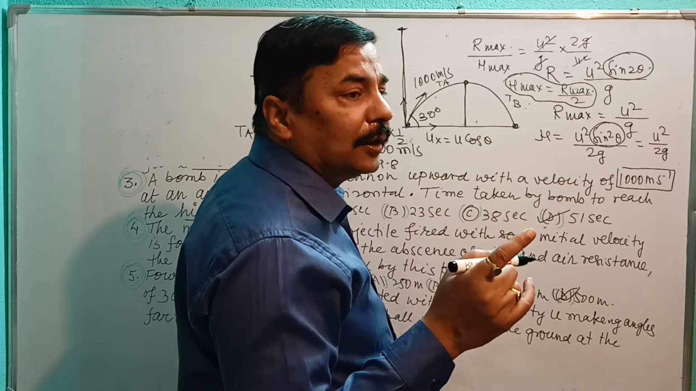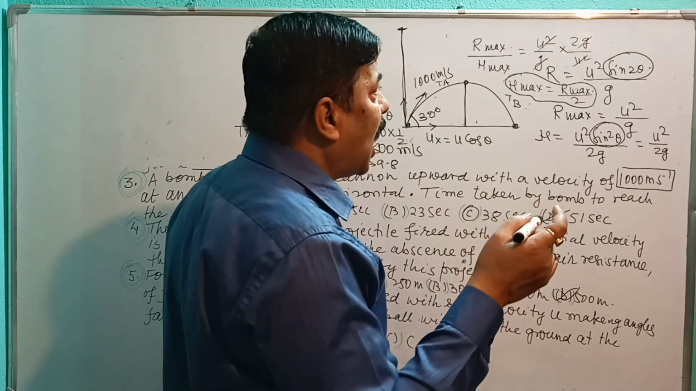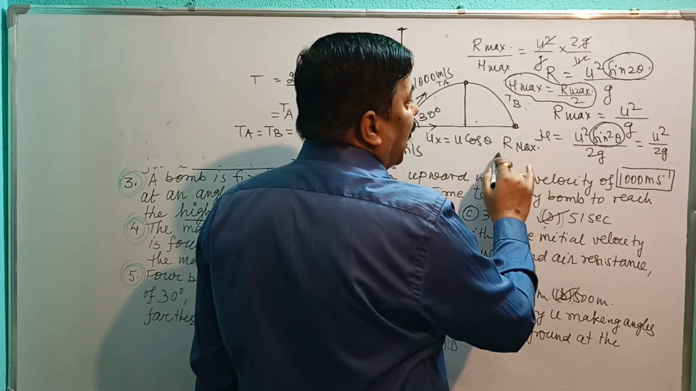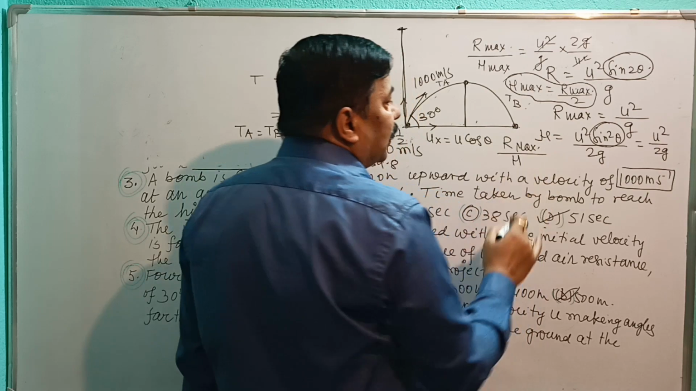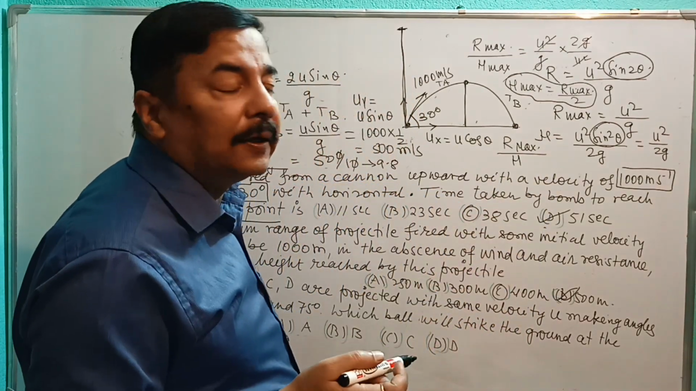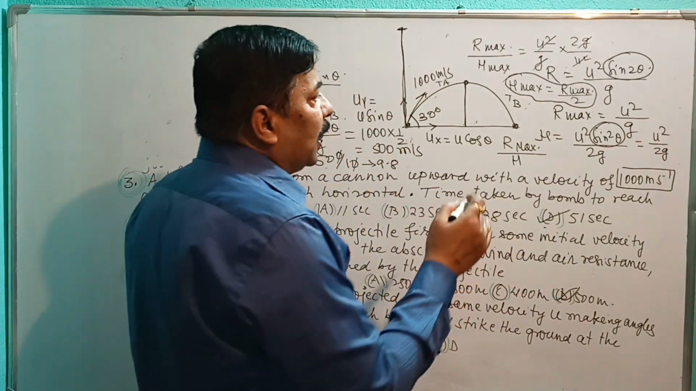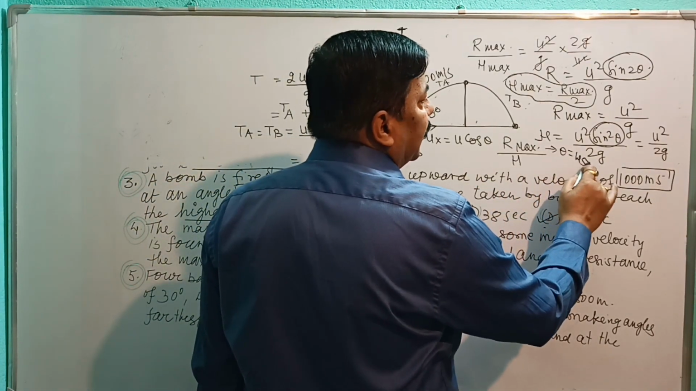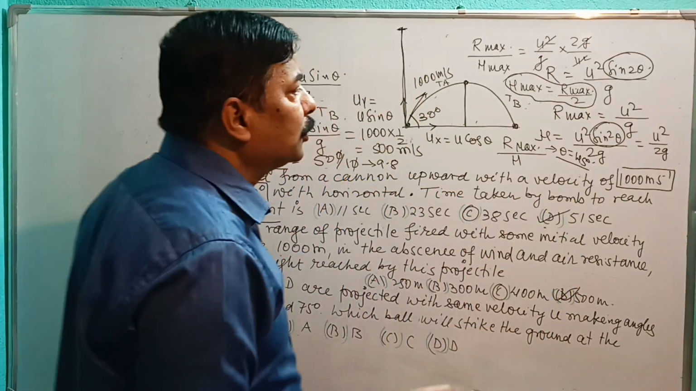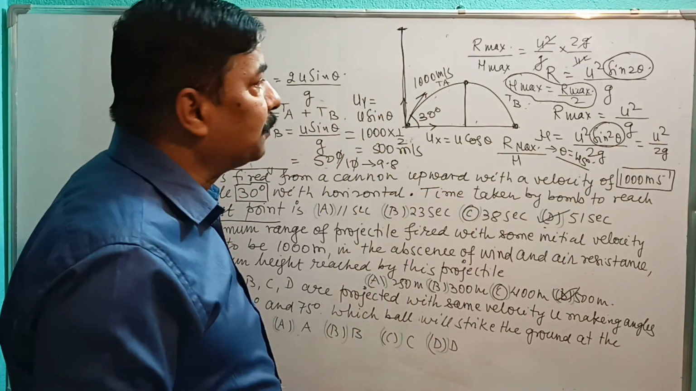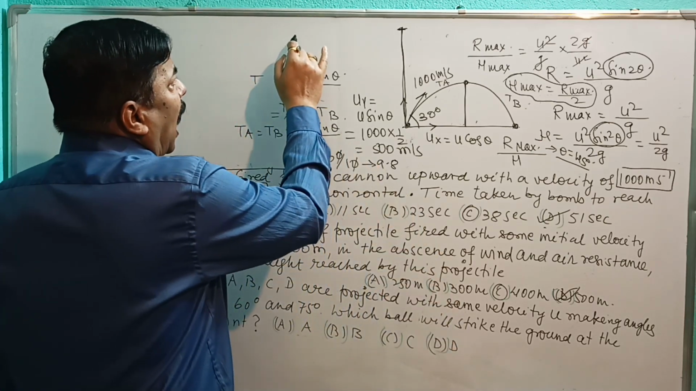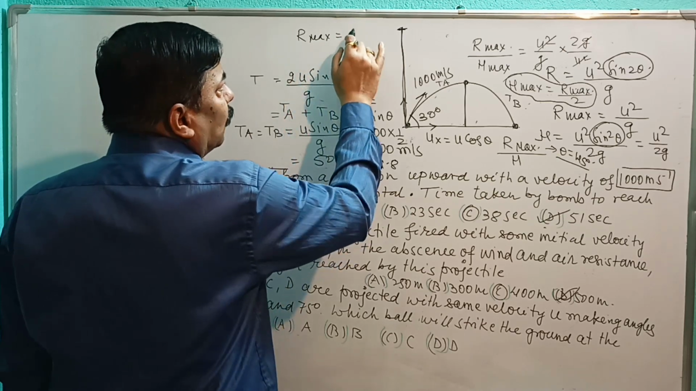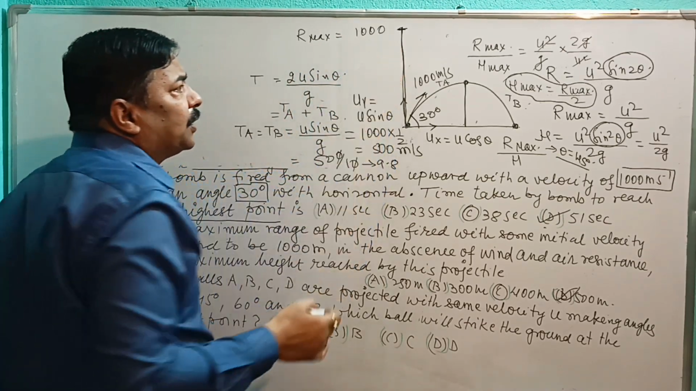So try to understand the question, that if the question asks about R max by H, then the matter will be something different. What is different? Here we are getting theta is equals to 45 degree. If we are getting theta is equals to 45 degree at which the range is maximum, then R max you have got, that is 1000 according to the question.